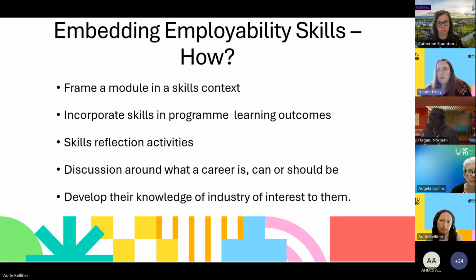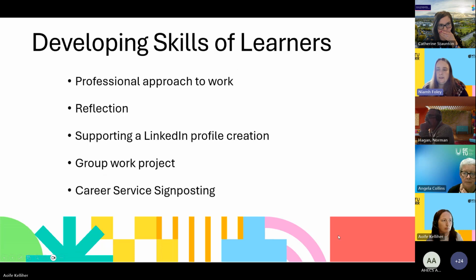And I suppose it's just important as well, as we embed employability into our programs, that we develop our students' knowledge of industry, and that they can find an affinity towards the industry that's of interest to them. And then I suppose that takes us forward to the next slide, where it's looking at developing the skills of our learners.